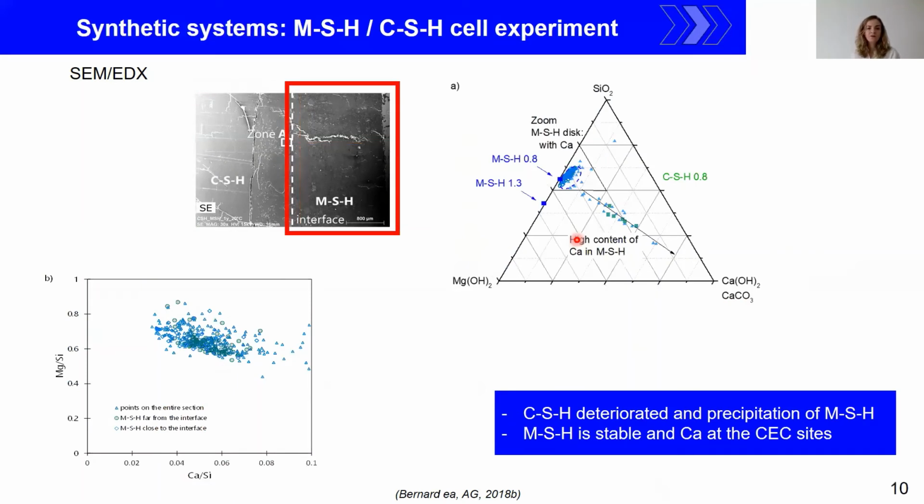So just a few words here. When we look at the M-S-H side, because it's really different, we had a homogeneous disk. Basically, M-S-H was not destabilized. We had a few big spots of calcium. We suppose it was precipitation of calcite, even if we tried to avoid this. But the interesting part is that all over the disk, we had a small calcium enrichment.